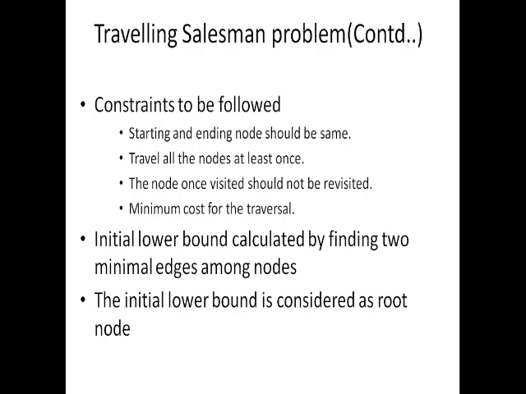If that node has 5 nodes, we will be calculating the lower bound for all the 5 nodes. After calculating the lower bound for all the 5 nodes, the minimal lower bound will be considered.